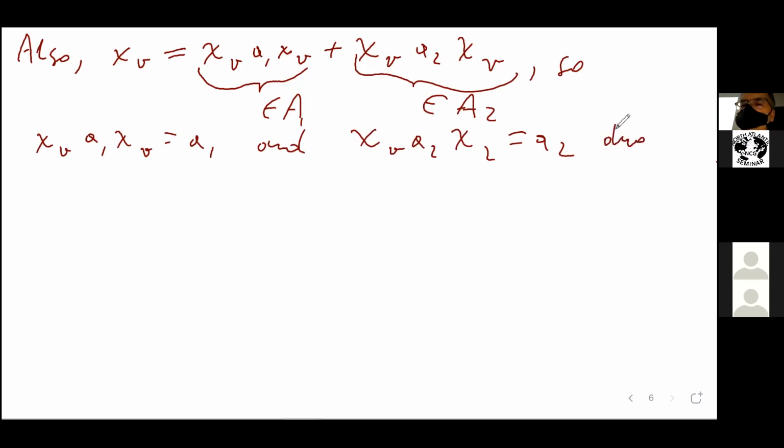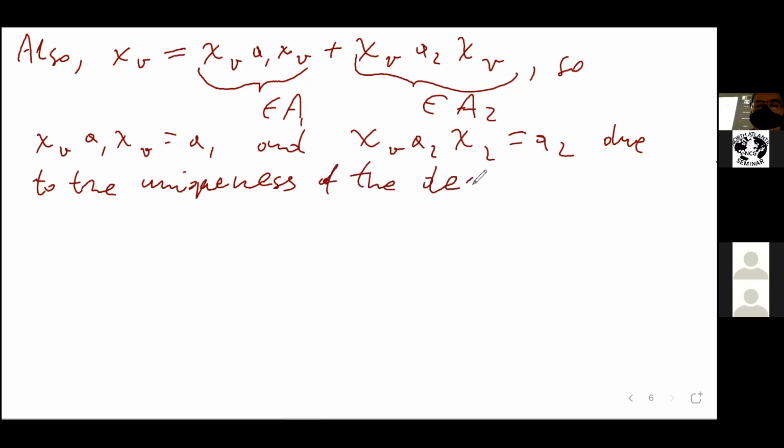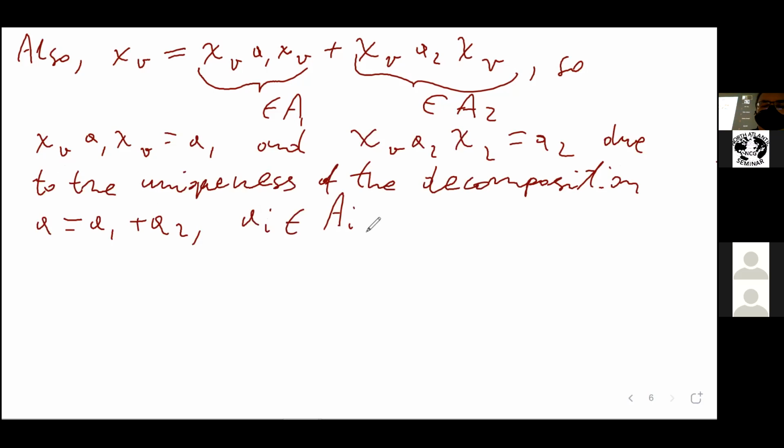Maybe I'll write it down, due to the uniqueness of the decomposition of A as A1 plus A2 with Ai in Ai.